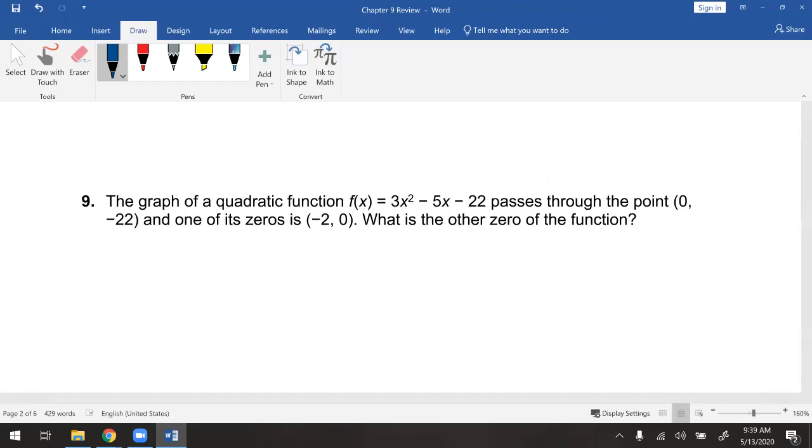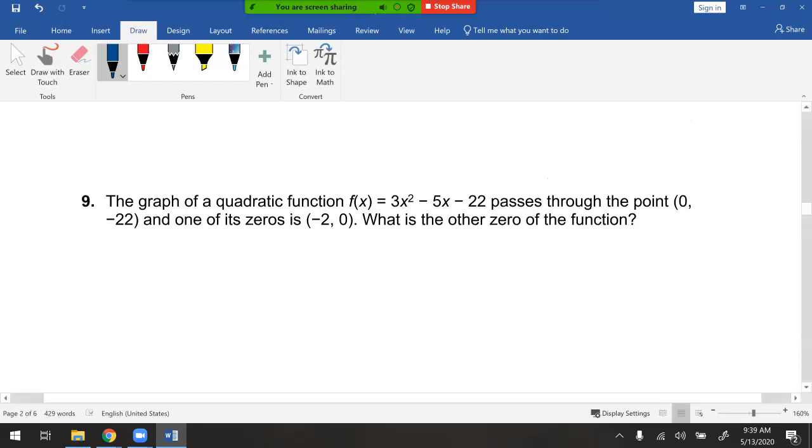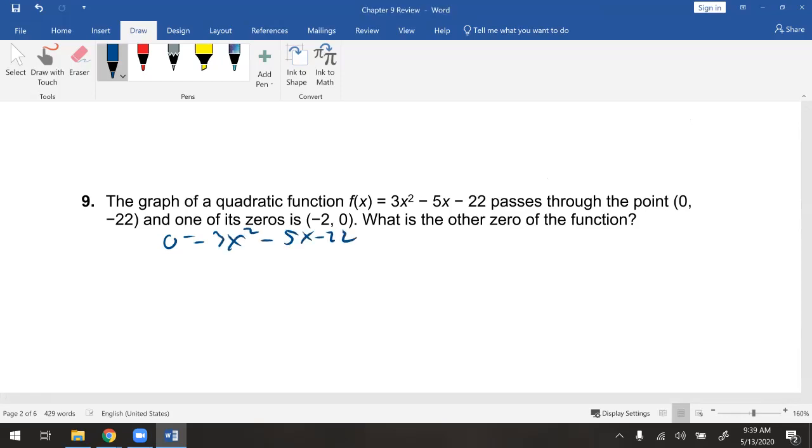For this one, all you need to do is use decimals, essentially. If we use decimals, we can actually find the x-intercepts that way. Actually, instead of doing that, let's set this equal to 0: 3x squared minus 5x minus 22. And let's magic X this real quick, because we know one of the x-intercepts is (-2, 0).